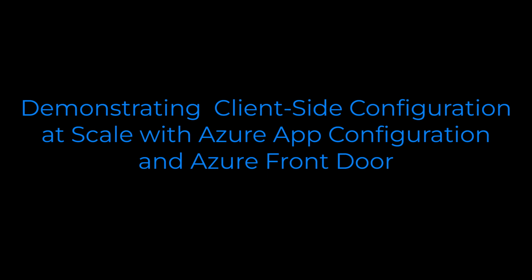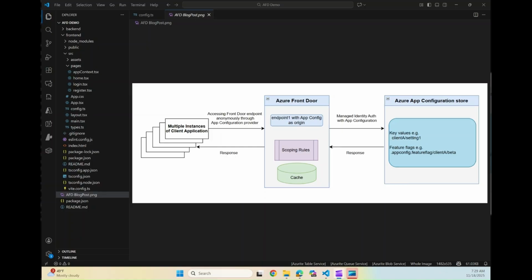We're showcasing how browser and mobile client applications can fetch their configuration settings from Azure App Configuration through Azure Front Door. This lets the clients access configuration anonymously while still keeping everything secure and scalable. Here's how the flow works.